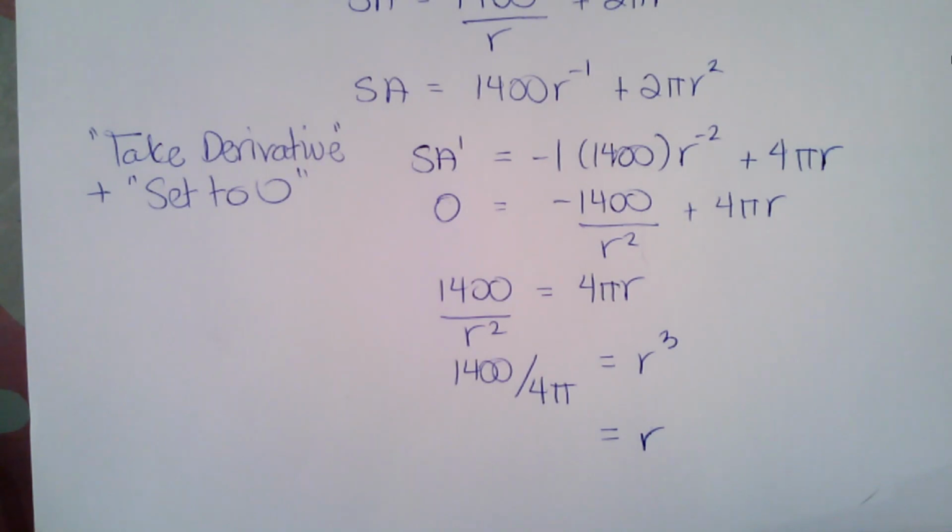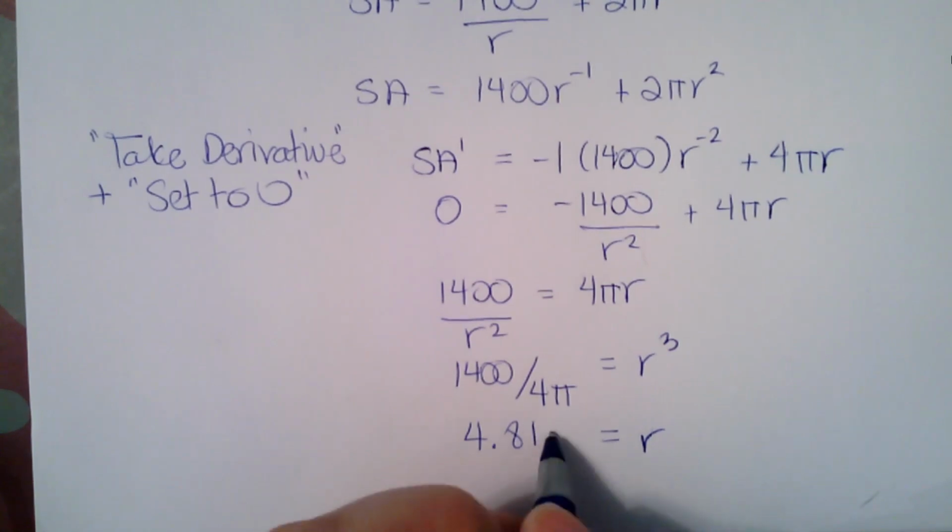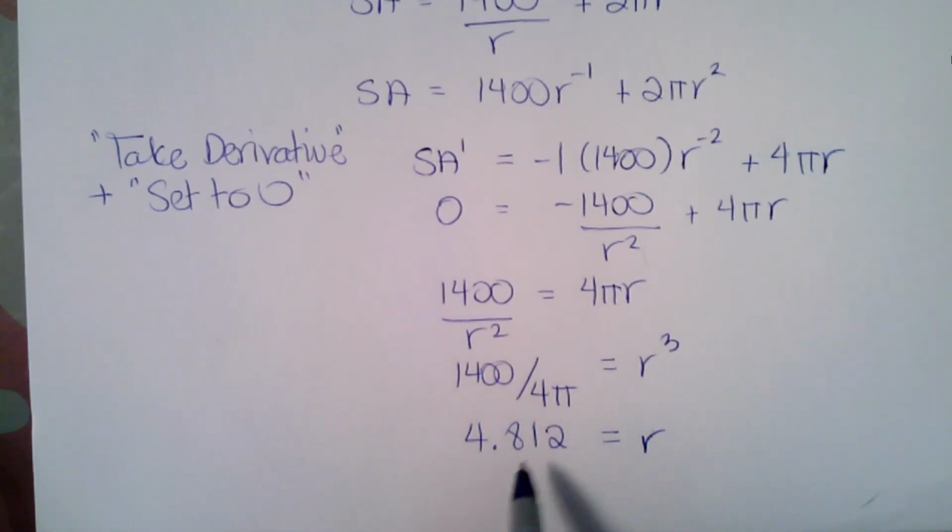111.41. To be a little bit more accurate, I'm going to just leave that in the calculator and cube root it, so I'm getting as exact as possible. And I get 4.812. And units, did I have units to go along with this? Doesn't appear I did. So no units to go along with this. So just r is 4.812.